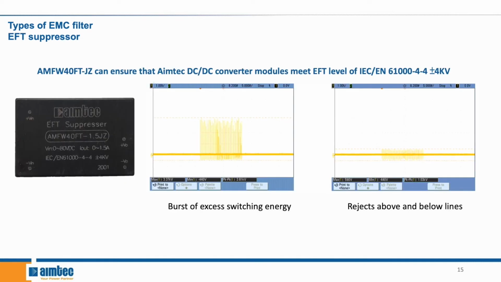Finally, we're going to talk about EFT suppressors. So adding Aimtec EFT suppressors can ensure that Aimtec DC-DC converter modules meet the EFT level of plus or minus 4,000 kilovolts. So what happens is that in the left-hand side, you see the graph where you have a burst of excess switching energy, and after adding the EFT suppressor, this large burst gets reduced, and anything above or below the dotted lines gets rejected.